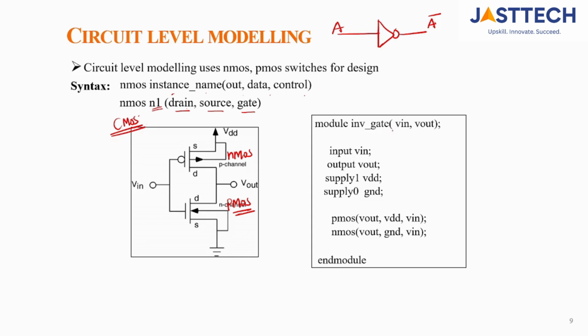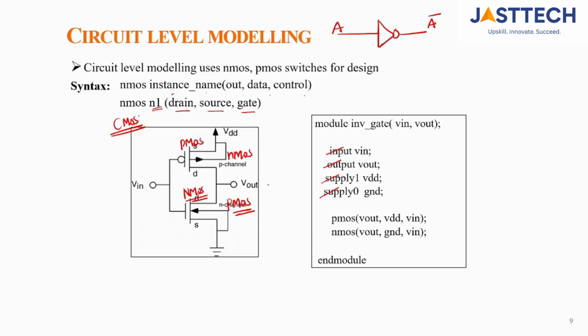Inverter underscore gate, V in, V out: input V in, output V out, supply 1 VDD, supply 0 ground. I need to write separately an instance for PMOS and an instance for NMOS. Okay, how are we writing PMOS?